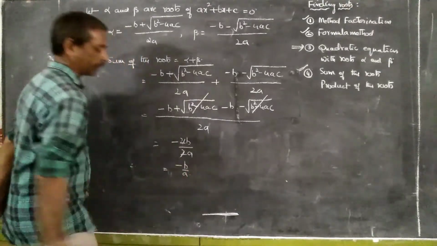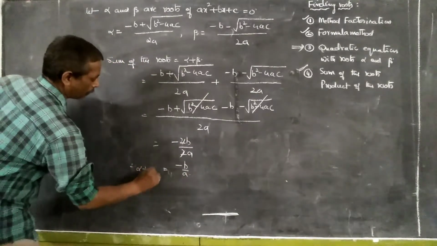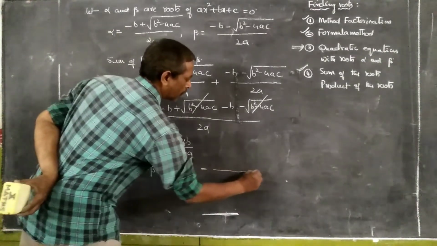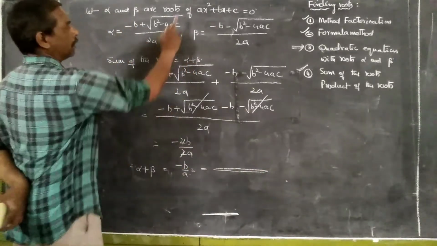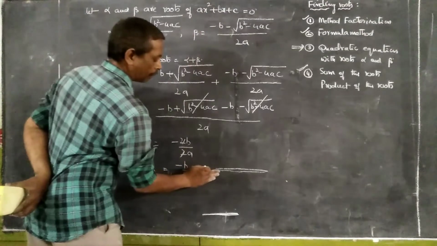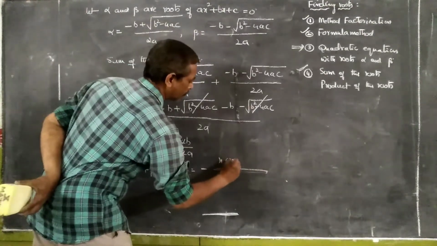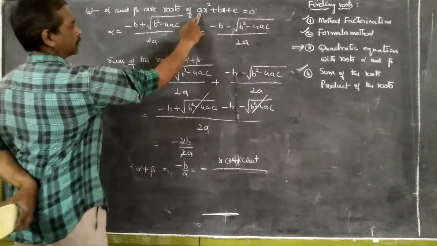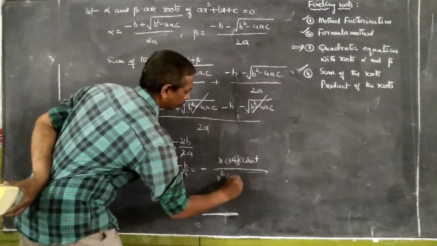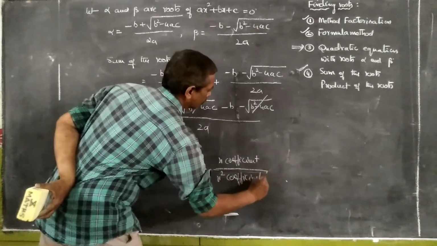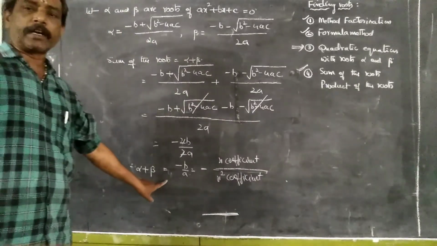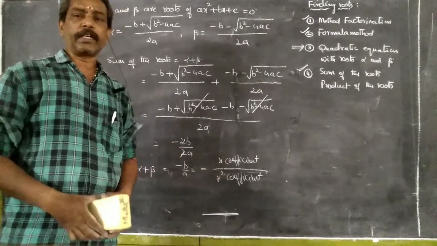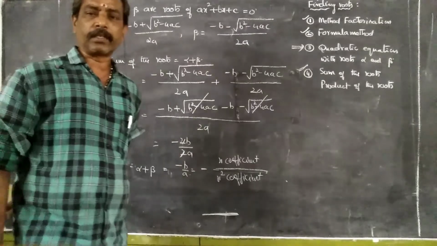Minus b by a. This is the sum of the roots, alpha plus beta, and we can define this as minus the ratio between b, the x coefficient, and a, the x² coefficient from the equation. So the sum of the roots of a quadratic equation is −b/a, defined as minus x coefficient by x² coefficient.